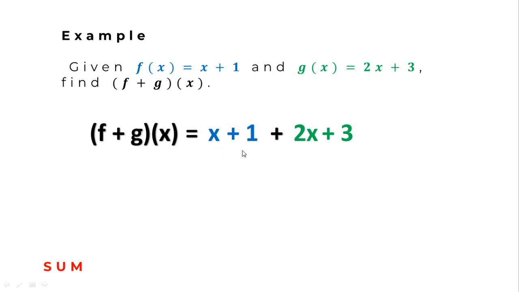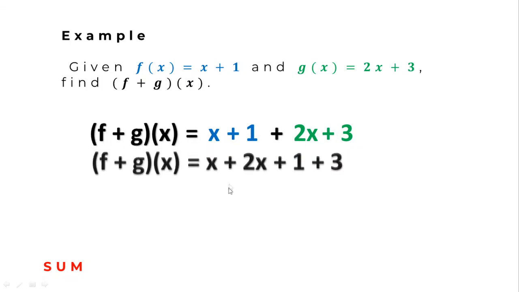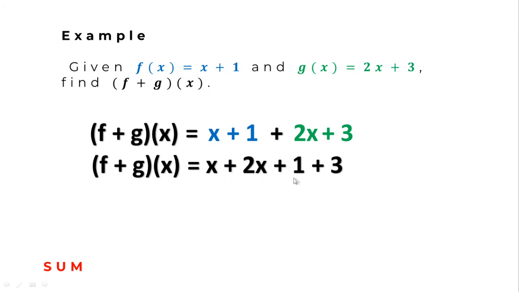So, gagawin natin is, pagkasamahin natin yung like terms. So, yung x saka yung 2x, pagkasamahin natin, same as yung 1 and 3. So, magiging x plus 2x plus 1 plus 3. So, itong x plus 2x is equivalent to 3x and yung 1 plus 3 is equal to 4. So, ang sagot natin is f plus g of x is equal to 3x plus 4. So, ganun lang.